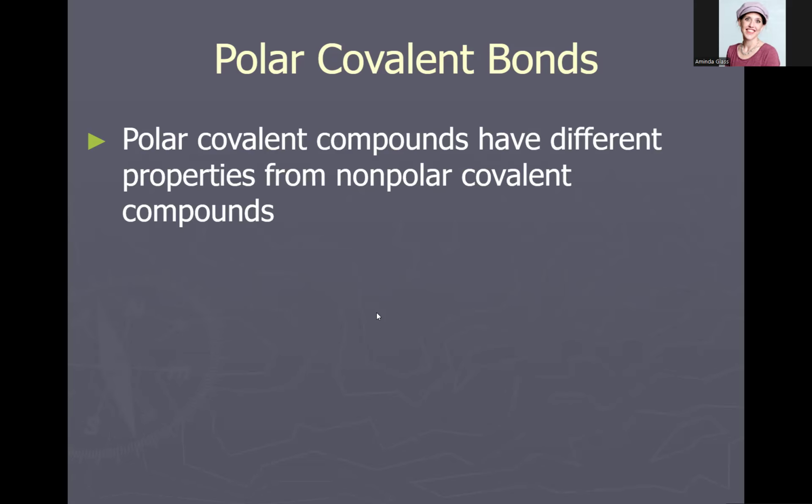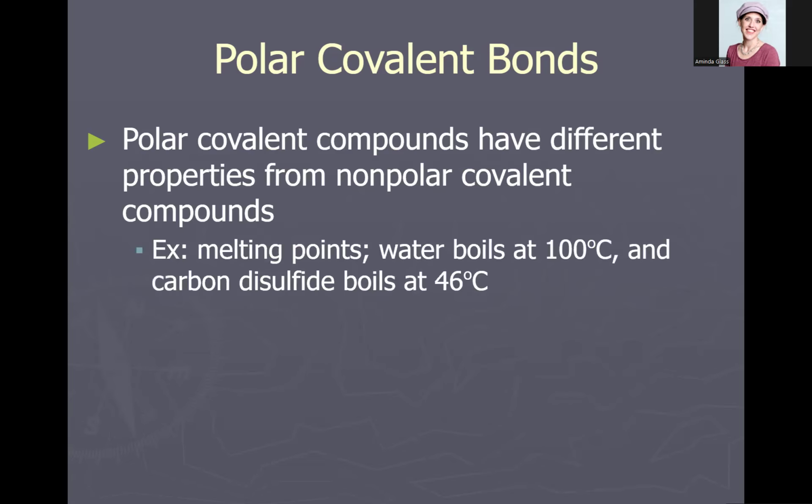Polar covalent compounds have different properties from nonpolar covalent compounds. The melting points are going to be different. So polar covalent compounds are going to have higher melting points, because of those poles, they'll be attracted to each other a little more strongly than a nonpolar covalent. Something with even slight charges will be held more strongly together than something that doesn't have any charges.